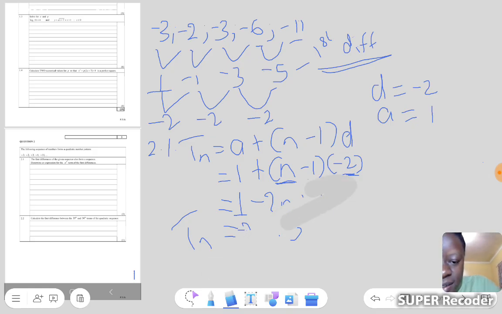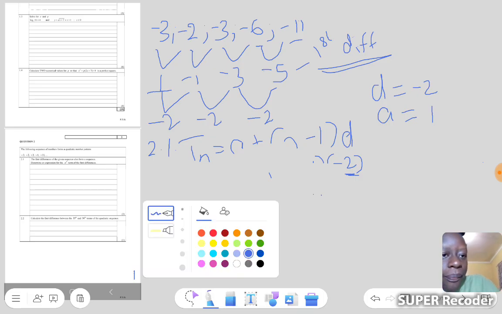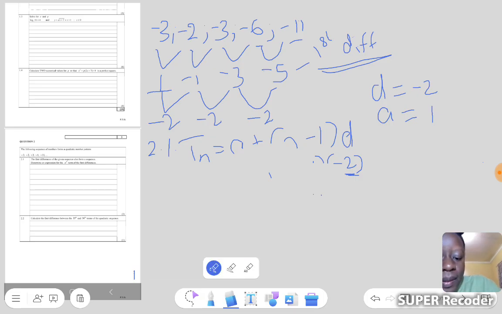It says calculate. Okay, we got the nth term as negative 2n plus 3.